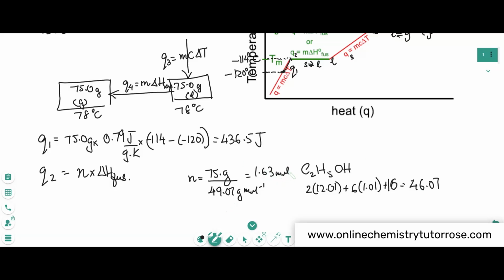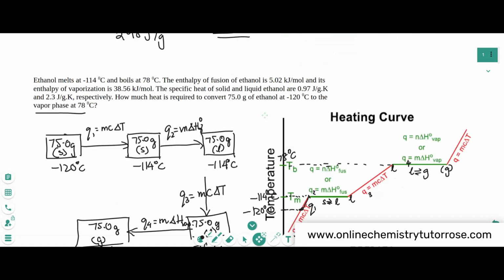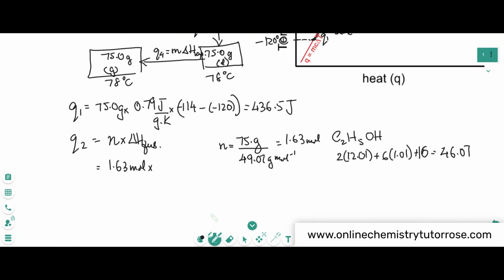1.63 moles. So it's 1.63 moles times the enthalpy of fusion, which is 5.02 kilojoules per mole, 8.173 kilojoules, which is 8173 joules.